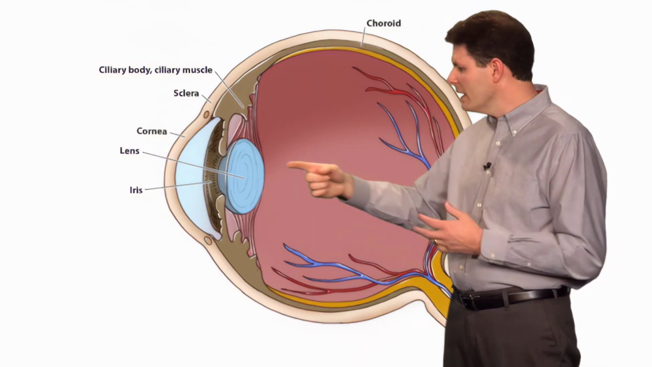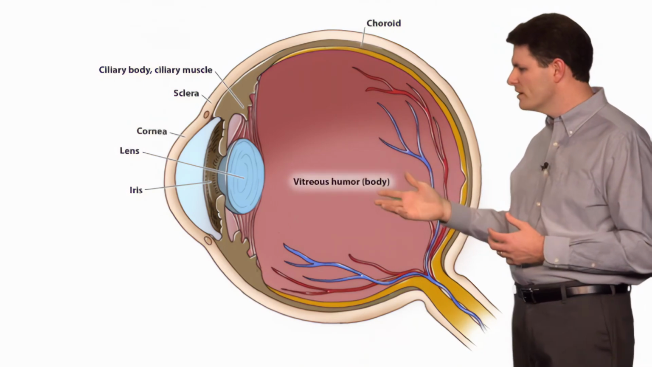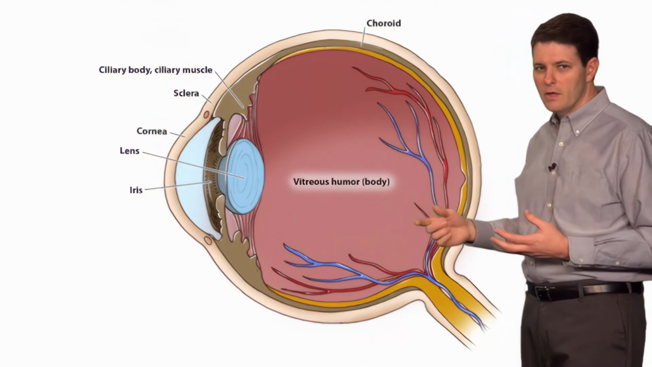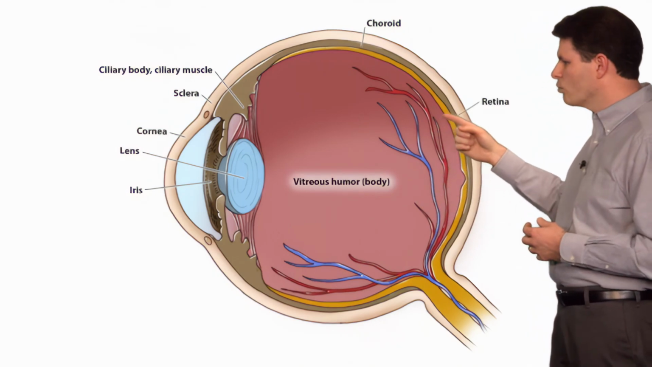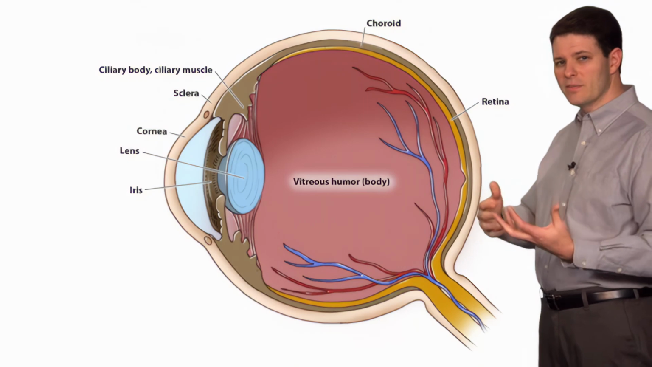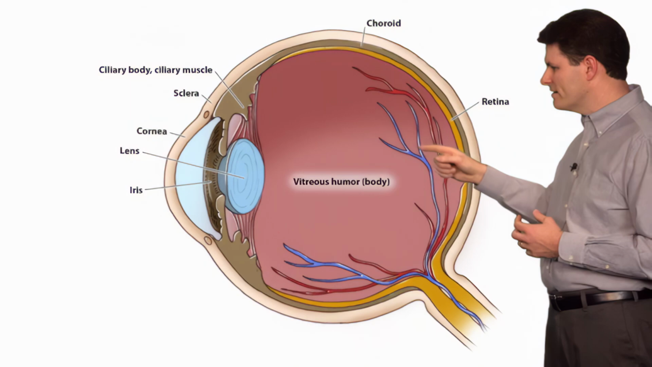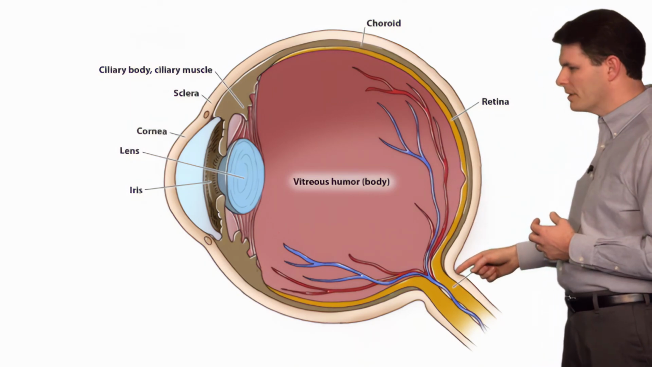Now, behind the lens, you have this big blob of jelly-like substance, which is called the vitreous humor, or the vitreous body. And then at the back of the eye, you have the retina, which contains the photoreceptors that are responsible for picking up the light signal that's been focused on the retina by the cornea and by the lens. And then the retina is going to send that visual information to the optic nerve.